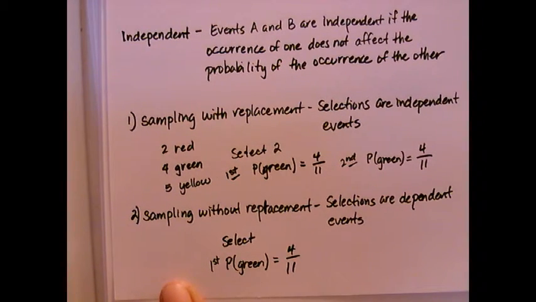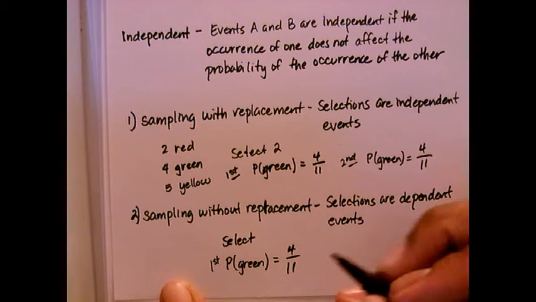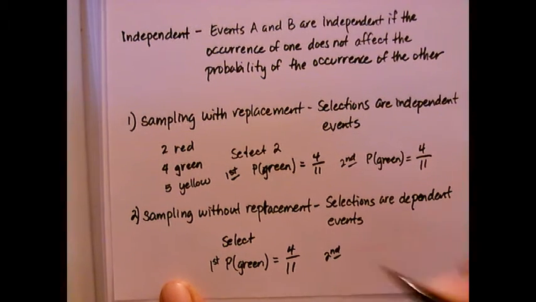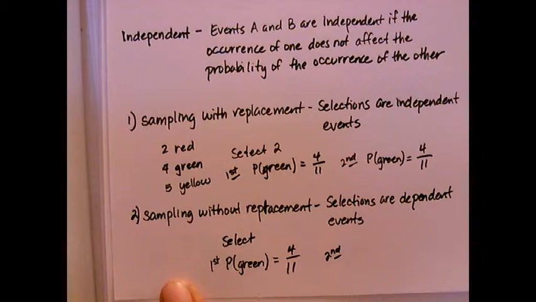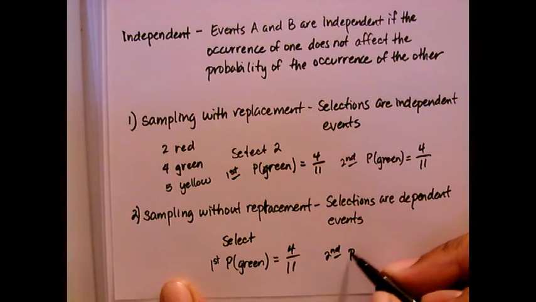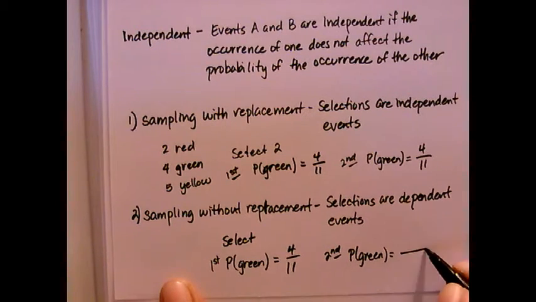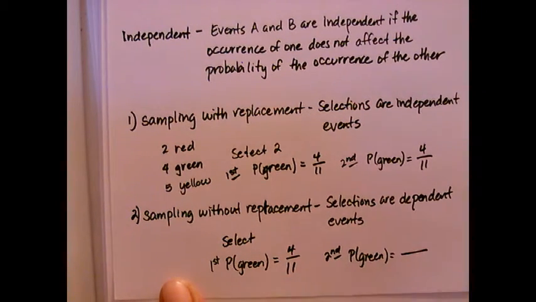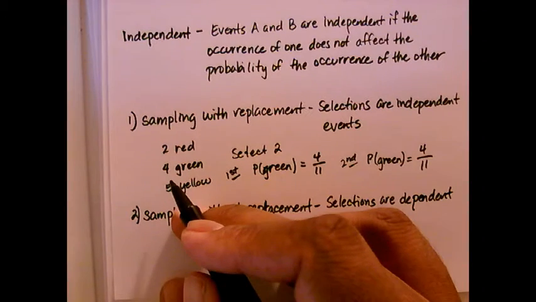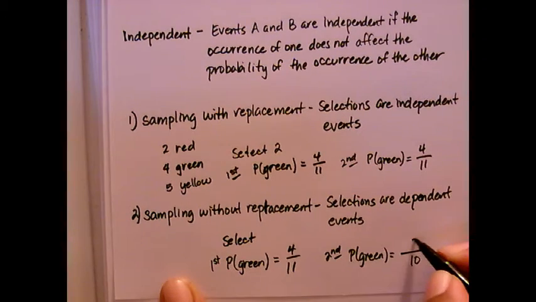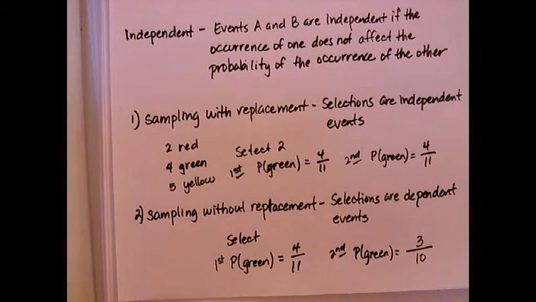11. But now, on the second draw, that first green ball that I pulled out won't go back in the bag. So now, when I want the probability of selecting the green ball, this time, instead of 11 balls in the bag, I'm going to be down to 10. Now, the green ball that I picked on the first draw won't go back in, so that means instead of 4 green balls, I'm going to be down to 3. Okay?